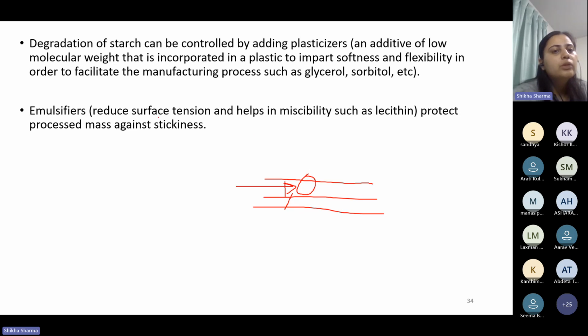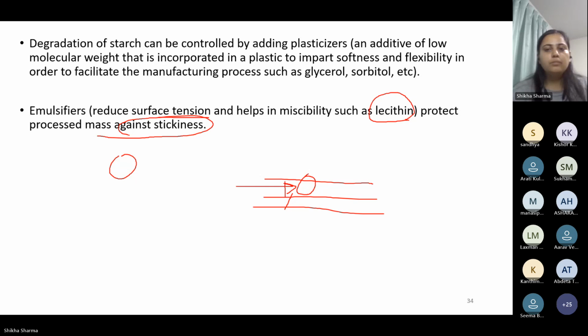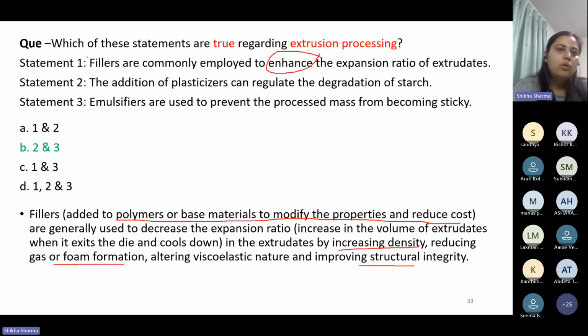Emulsifiers are the ones which reduce the surface tension. We have lecithin as an emulsifier, and they mix the two immiscible liquids so well that agglomeration is not there, the mass will not stick, and the stickiness will go. So statement 1 is incorrect, statement 2 is correct, 3 is also correct, B is true.